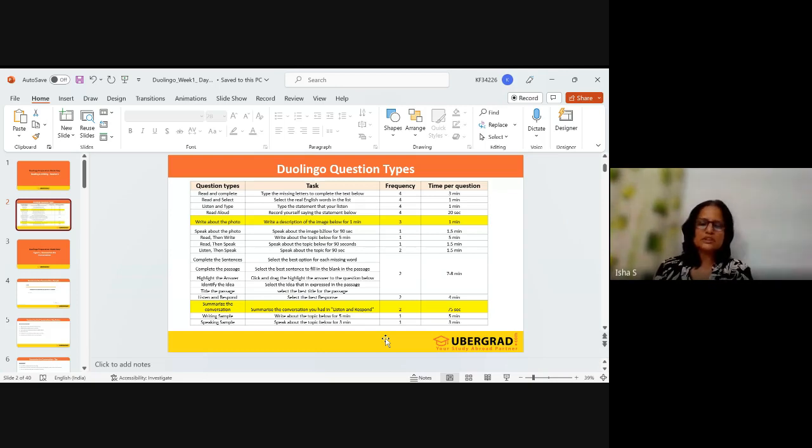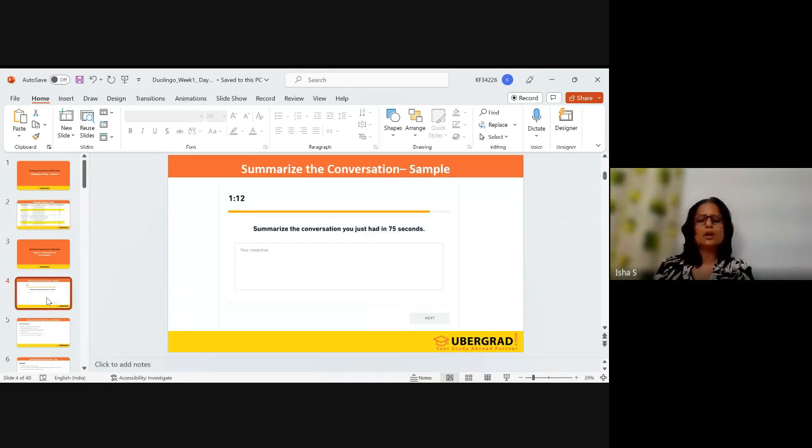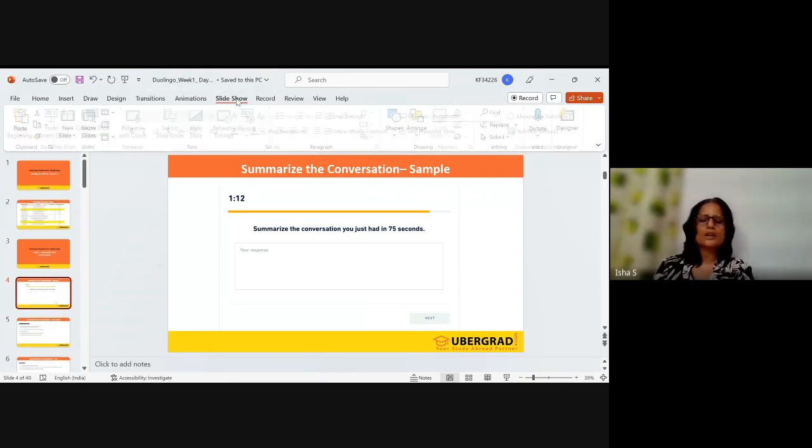Summarize the conversation: this type of question appears twice in your test and you get 75 seconds, so approximately not even a minute. I hope you're clear on the two types of questions. Every day we are talking about two types of questions. Even if you don't understand, my team is there to support you, where you can find all your respective documents and handouts. So we all are on the same page?